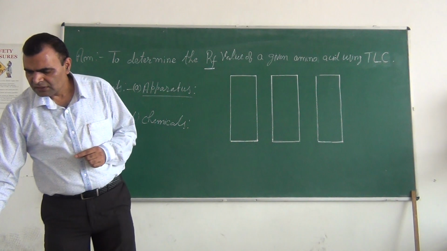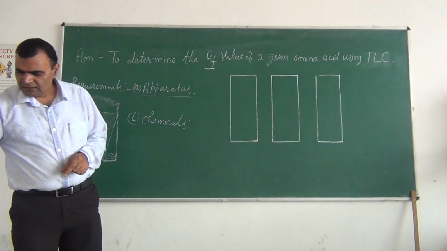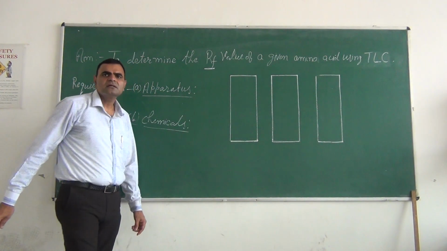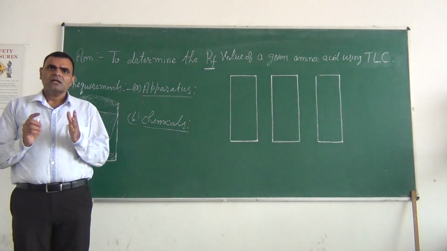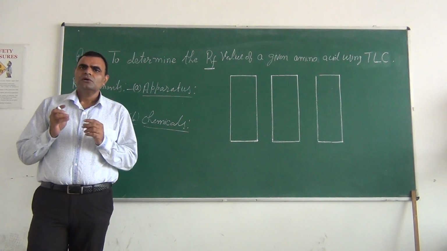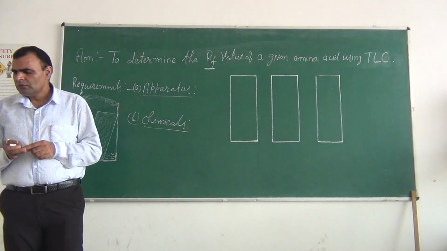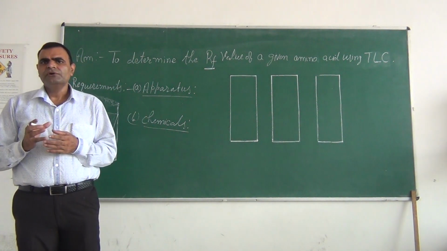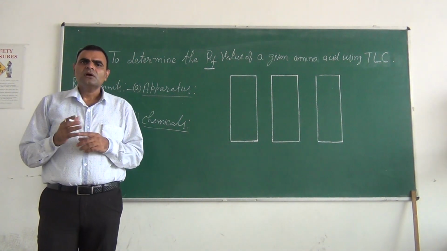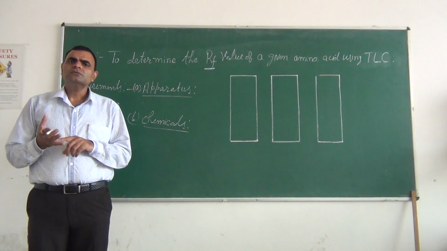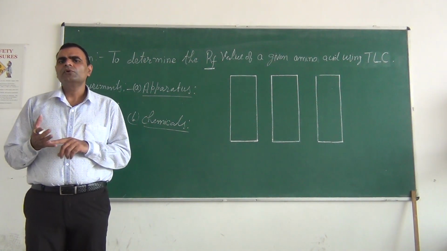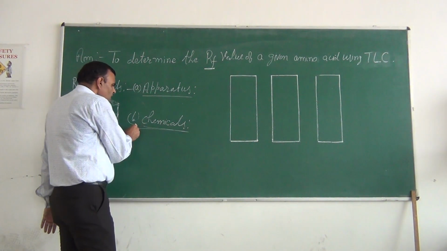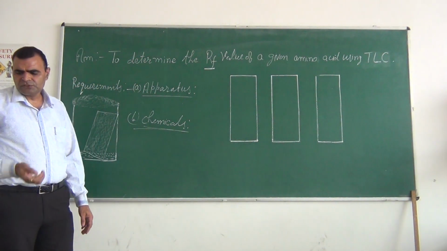So these are the apparatus required, and then the chemicals. We will require the amino acid, 1-propanol, and the iodine. In addition to it, we will also require the ammonia solution. So these chemicals will be required. So how will we proceed?